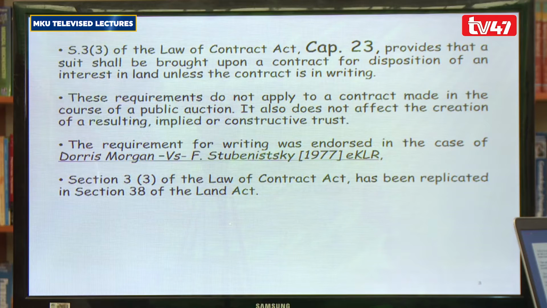Importantly, our law requires that for a contract for sale of land to be enforceable, it has to be written. This is what is found in Section 3, Subsection 3 of the Law of Contract Act, Cap 23. And what that therefore means is that for a contract of land to be enforceable in the event of a breach, the same has to be written.